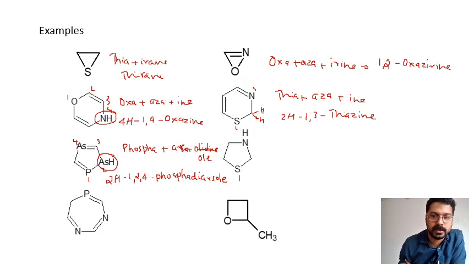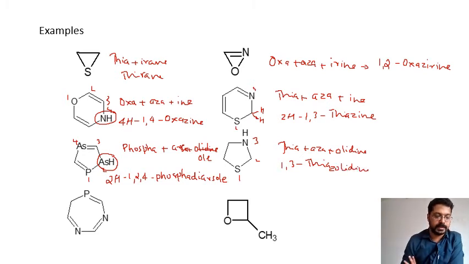So sulfur 1, 2, and 3. You can see that it is thia plus aza plus olidine. So the name will be 1,3-thiazolidine.